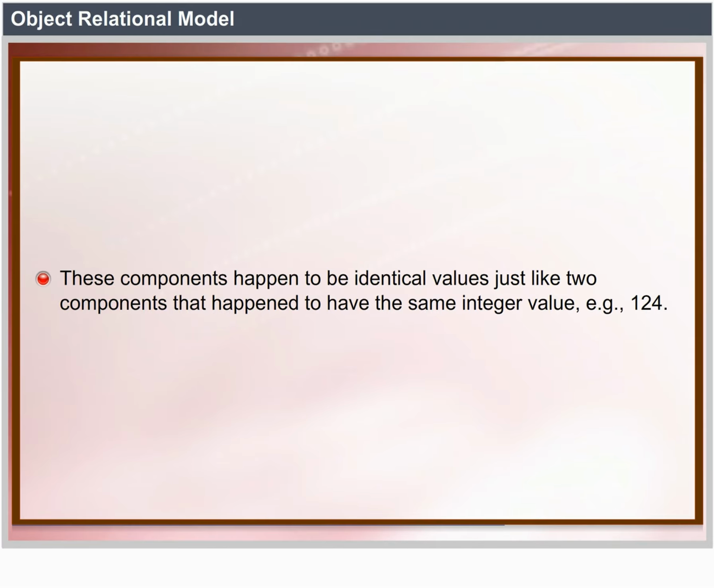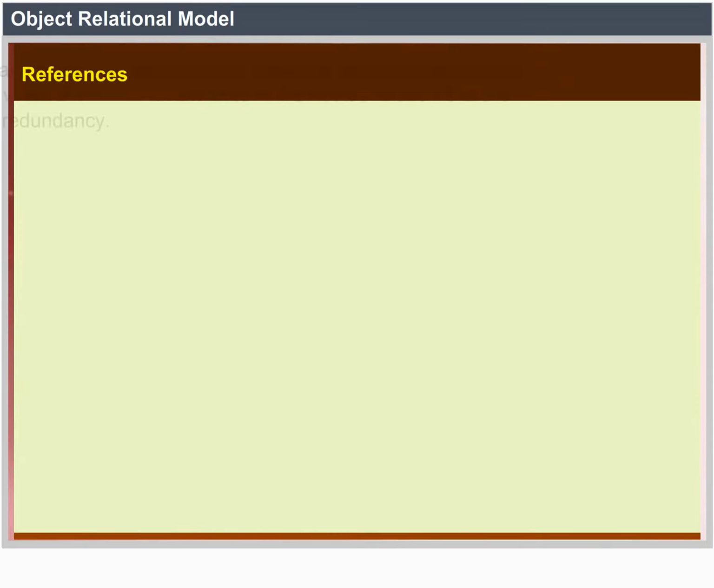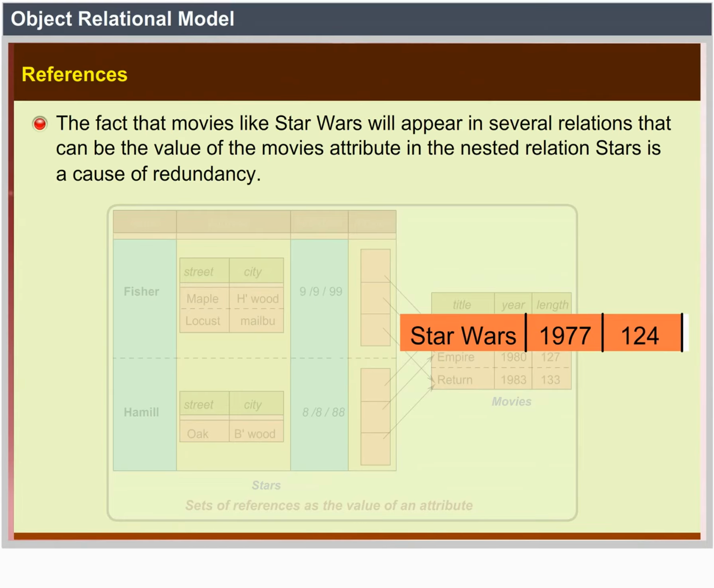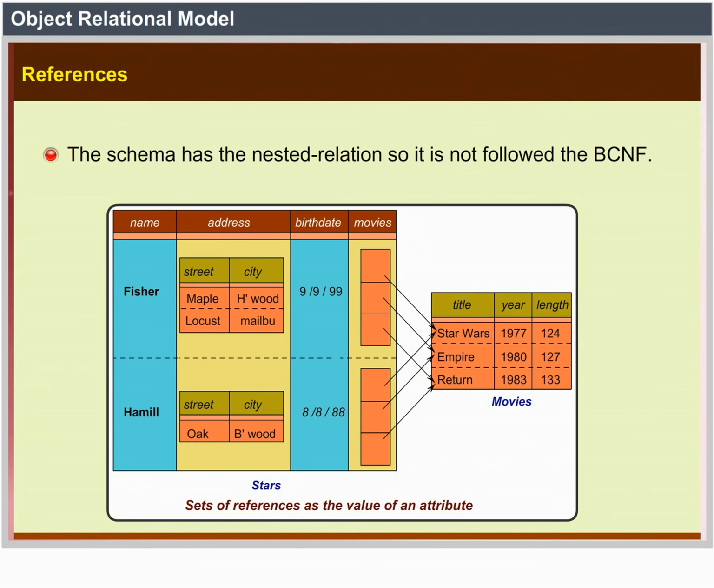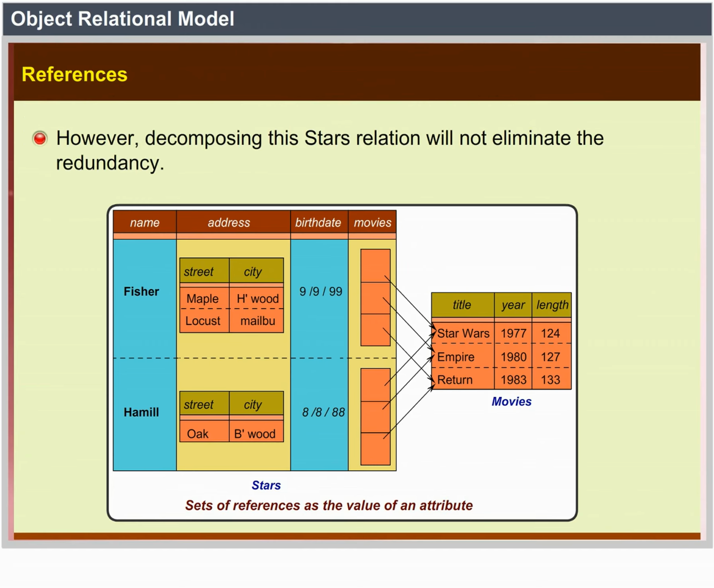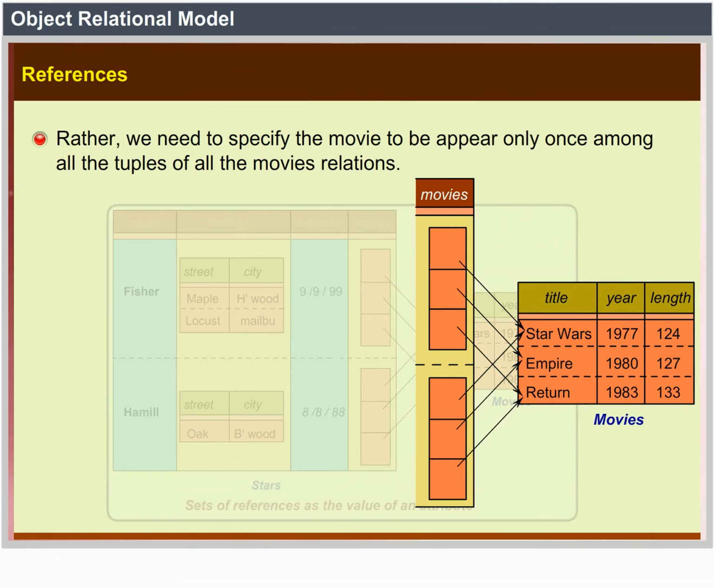References. The fact that movies like Star Wars will appear in several relations that are values of the movies attribute in the nested relation Stars is a cause of redundancy. In effect, the schema has the nested relation analog of not being in BCNF. However, decomposing the stars relation will not eliminate the redundancy. Rather, we need to arrange that among all the tuples of all the movies relations, a movie appear only once.